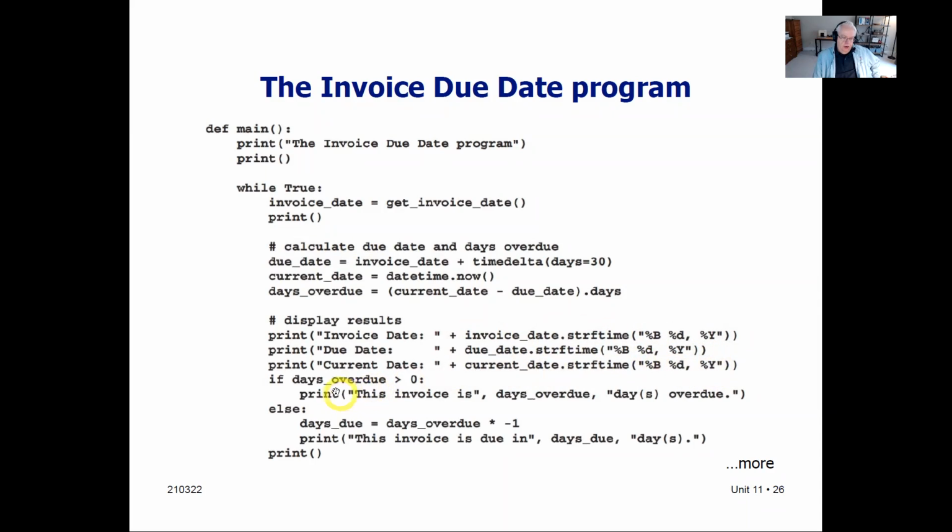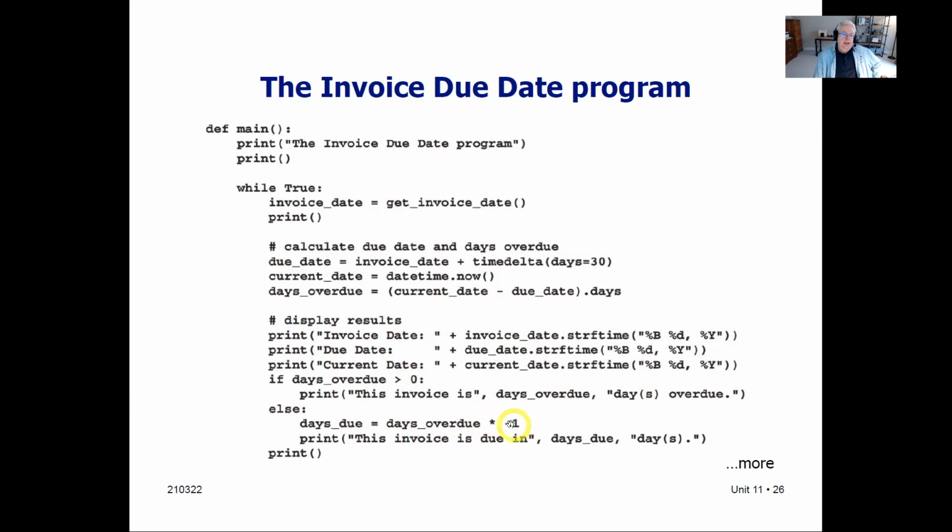And then down here, the little sentence about whether it's overdue or not, we have an if-else statement. So if statement, else clause. So if days overdue is greater than 0, then print this invoice is days overdue. Okay, we calculated days overdue up here. Else, days due, which is a new object. We're actually creating that object here, is days overdue times -1.